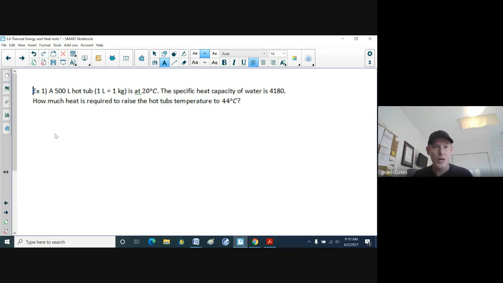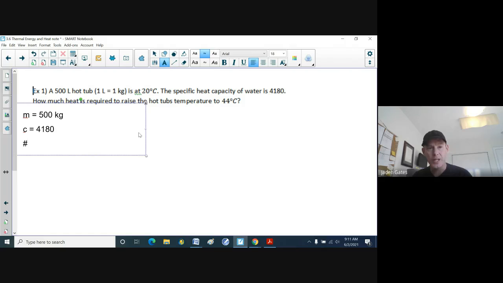So again, I'm going to write down some of the information I have. A 500-liter hot tub. Well, if 1 liter is 1 kilogram, then our mass is 500 kilograms of water. It's at 20 degrees now. The specific heat capacity of the water is 4,180, so that is our C value. We're not going to worry about the units because there's a bunch of them. It's crazy.